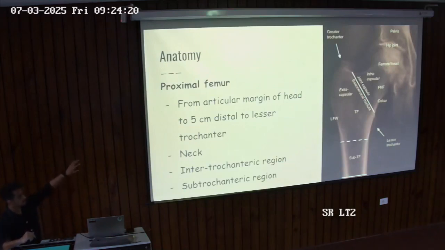The head from the articular margin to 5 centimeter distal to the lesser trochanter. You can see the marking there. That area, 5 centimeter distal to the lesser trochanter, is called the subtrochanteric area. Sub means below, trochanteric means lesser trochanter. So neck, intertrochanteric region, and the subtrochanteric region. All of this is proximal femur.